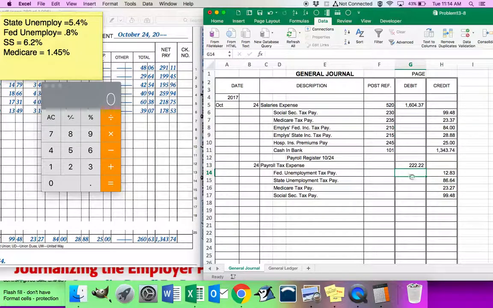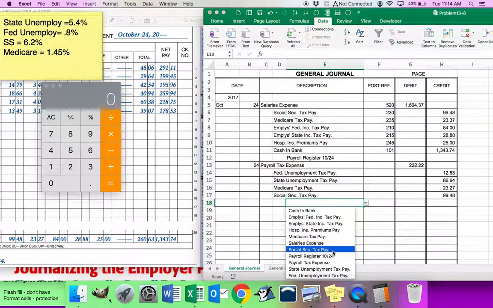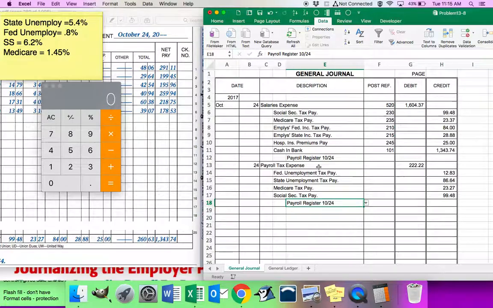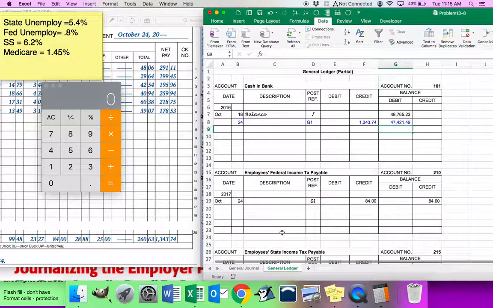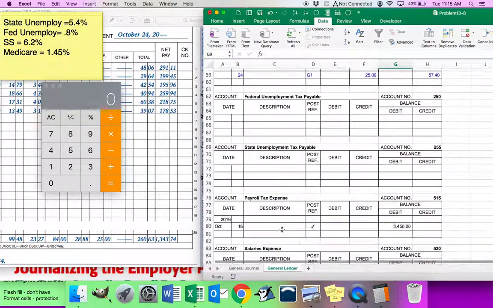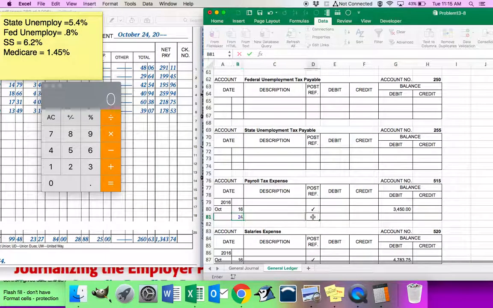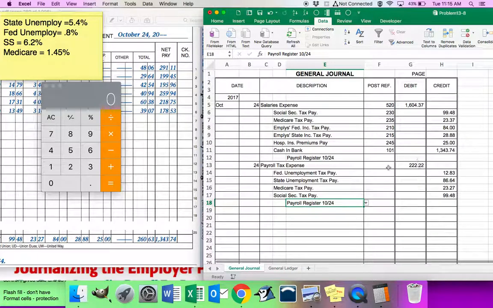Hit enter. I got 222. So that is your payroll tax expense. Now we go post it. We always need our source document, which is our payroll register, because it's based off the gross pay from that payroll register. Now we're going to go to payroll tax expense, and we're going to debit 222. Payroll tax expense, G1, it was a debit of 222. Debit and debit, so we're going to add them together. And that's account 515.